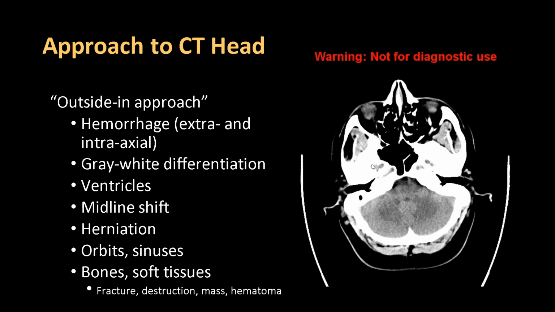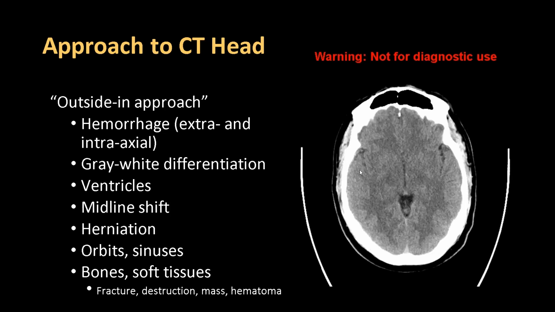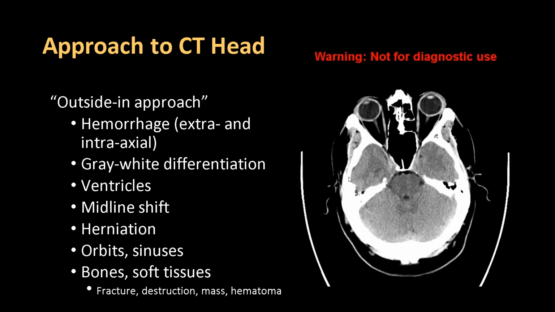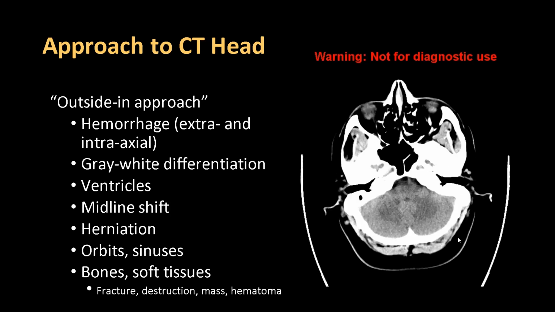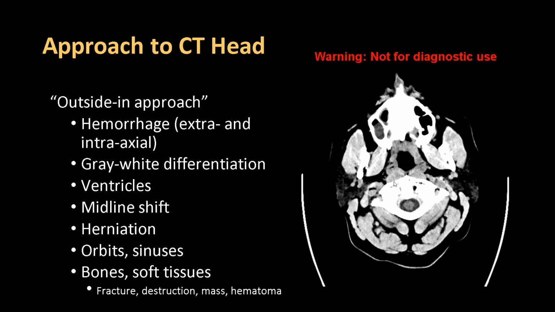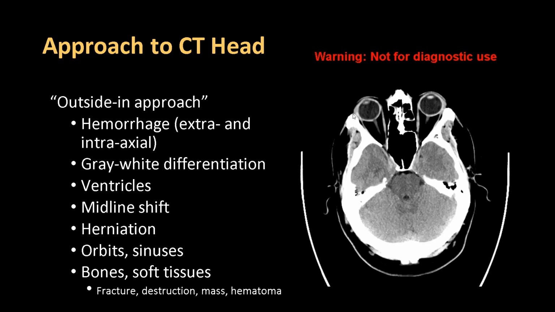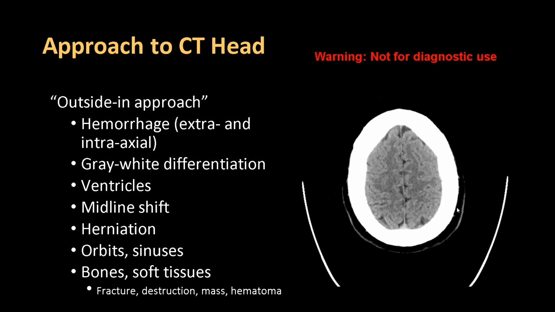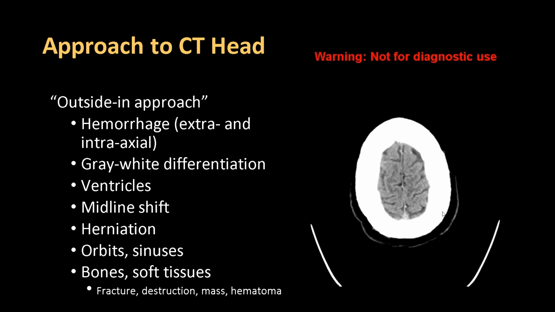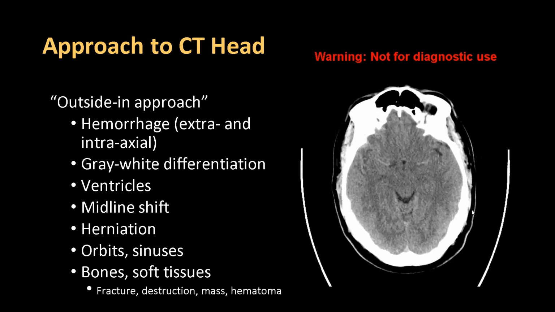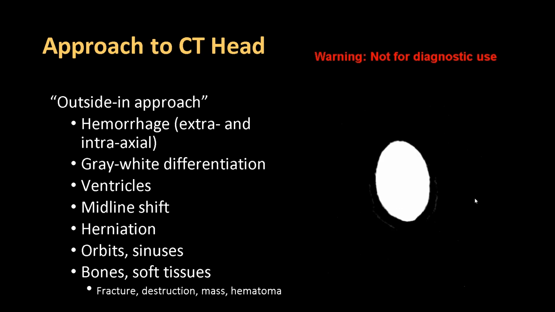But essentially, I want to look at all the bones and make sure that there's no fracture, destruction, mass, or if there's any hematoma within the soft tissues of either the upper neck, the cheeks, or all around the scalp and orbital region. Really, you want to look at every part of the anatomy that you scanned and acquired, and make sure you don't forget about the soft tissues because it's the last thing that you look at on the study.